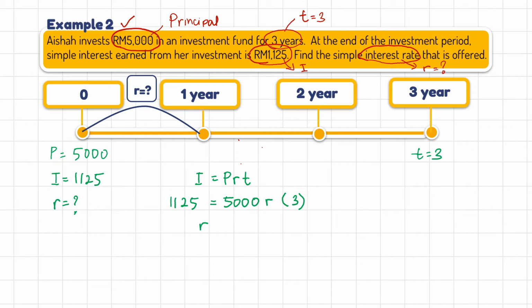Simplify the equation, we will get such that R equals to 1,125 divided by 5,000 times 3. Just press your calculator and you will get R equals to 0.075. Please remember, you need to express your R in terms of percentage. So our R will be 7.5%. This is your final answer.